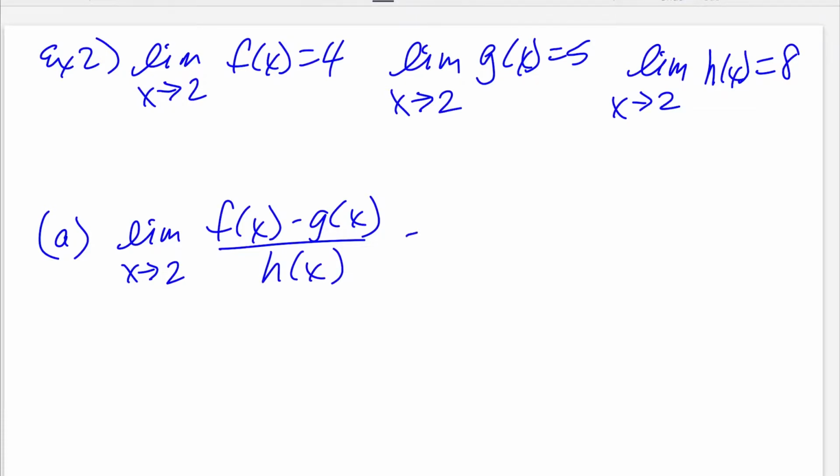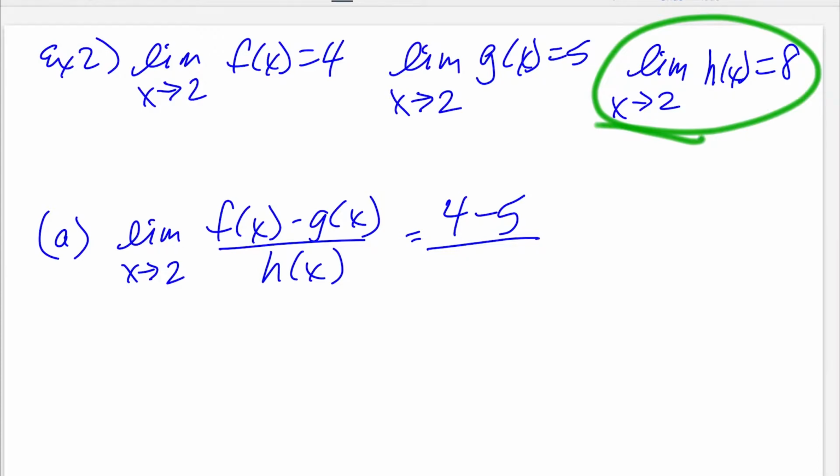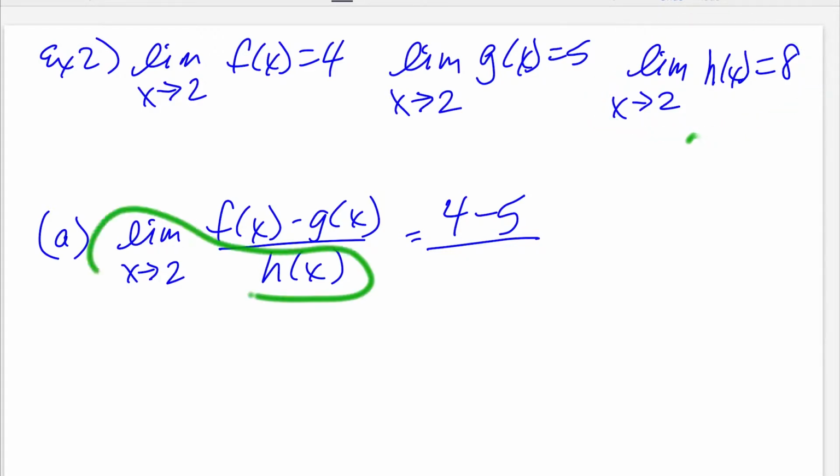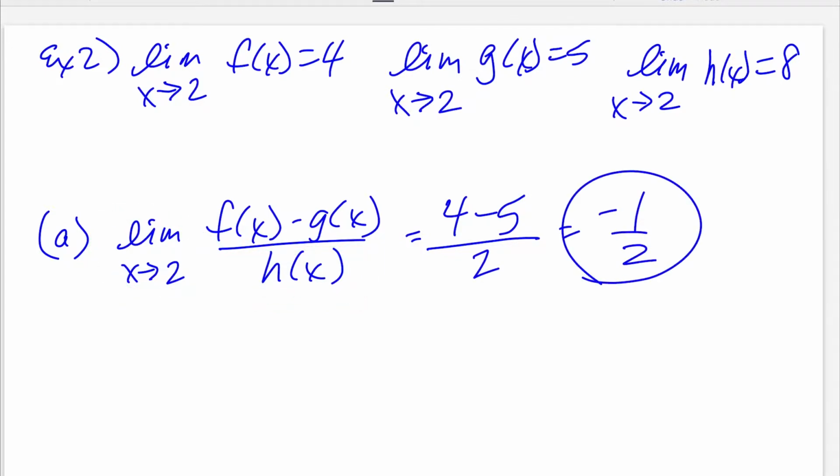Exactly, you literally plug it in. So the limit as x approaches 2 of f of x, that's 4. So this piece is a 4. The limit as x approaches 2 of g of x is 5, so I'm subtracting 5. The limit as x approaches 2 of h of x is going to be a 2. So you get negative 1/2. All right. In this instance, they're telling you what it is, so then you work that out. And it is the same thing for all of it. You just plug that in.